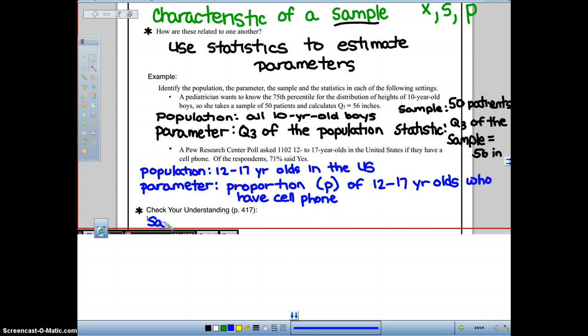The sample are the people we actually can gather information from, and in this case that's the 1,102 12 to 17-year-olds that were surveyed. And then we have the statistic, which is what we actually found out from the sample. In this case, it's that 71% said yes. So we know that the proportion of the sample, which is p hat, is equal to 0.71.